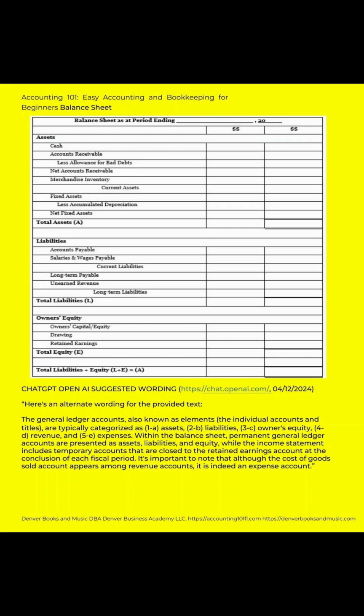Drawings represent withdrawal of cash or other resources from the business for personal use by owners of the firm, reducing the overall equity balance in the firm. The retained earnings general ledger account contains the accumulated net income or loss amounts of prior and the current operating periods.